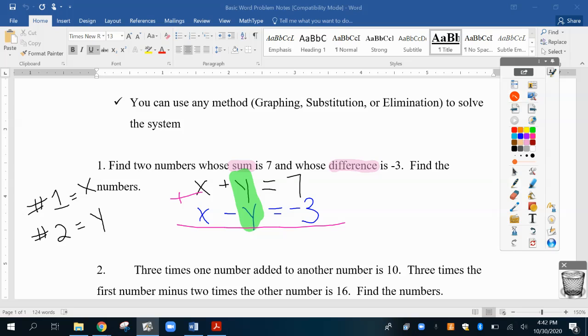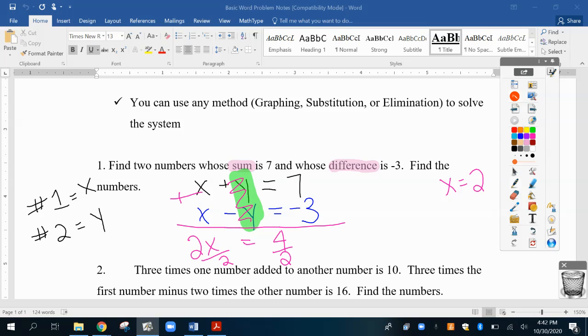So x plus x gives us 2x. The y's cancel. 7 plus -3 gives us 4. And this is something we can then solve. So now we have x equals 2. Now, we're not finished because we still need to find our y value. So what do we want to do to find our y value? We need to plug that back into one of these.